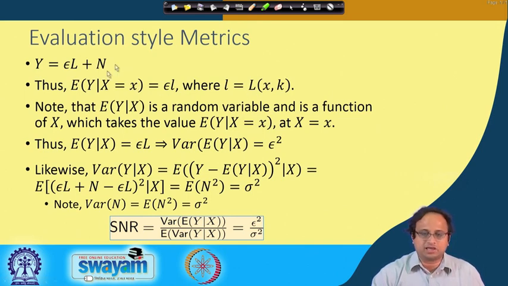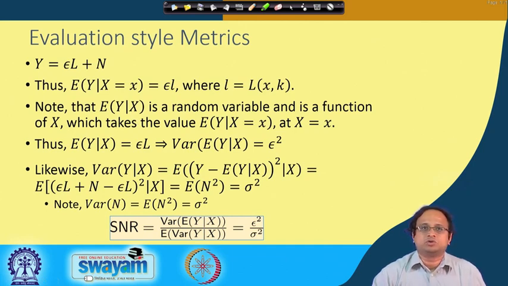So, therefore, if I take the expectation, then the expectation is essentially nothing but epsilon L. Now, what is E y given x, which is the conditional expectation? Note that when you fix a value for the condition, the expectation of y given x equal to small x is a value. But when x is a random variable, the expectation of y given x is also a random variable.